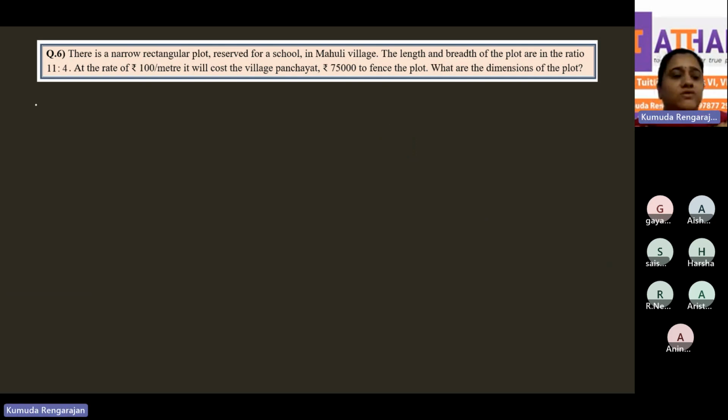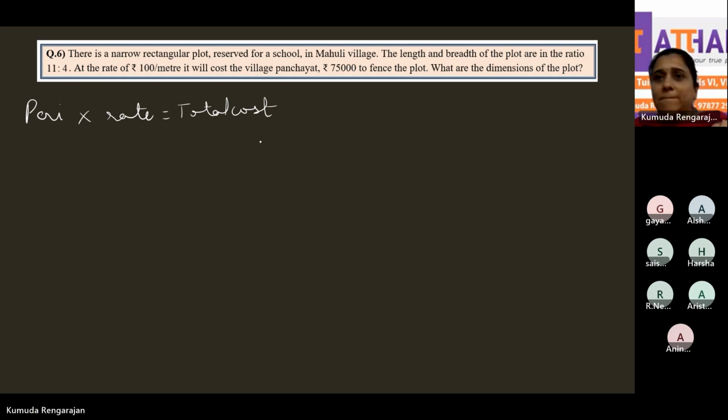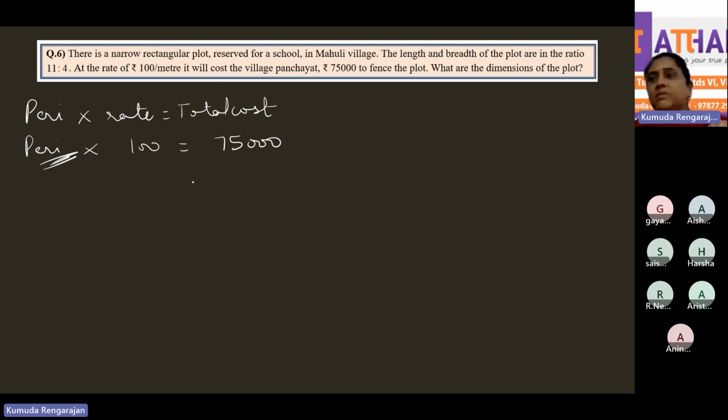Okay. So first we write this equation that the perimeter into the rate is equal to the total cost. I'm just writing in short now. Perimeter into rate is equal to total cost. Perimeter we don't know, but the rate we know, 100 rupees. Total cost also we know, 75,000. Now the question is how do you know that it's perimeter? Perimeter because it's fencing activity. Otherwise it will be area. Okay, so perimeter is equal to 75,000 divided by 100, which is 750 meters. How do we know it's meters? Because it's rupees 100 per meter. So 750 meters. So we found the perimeter.